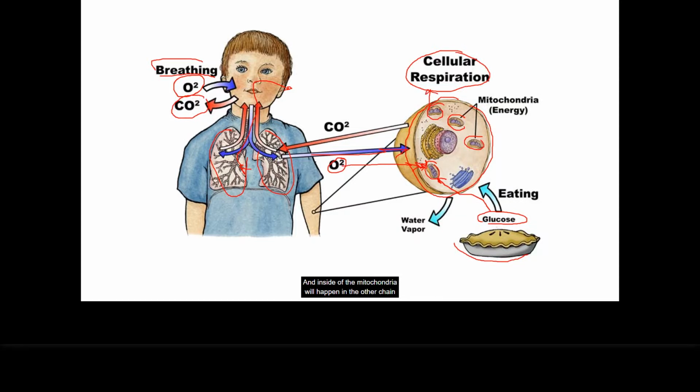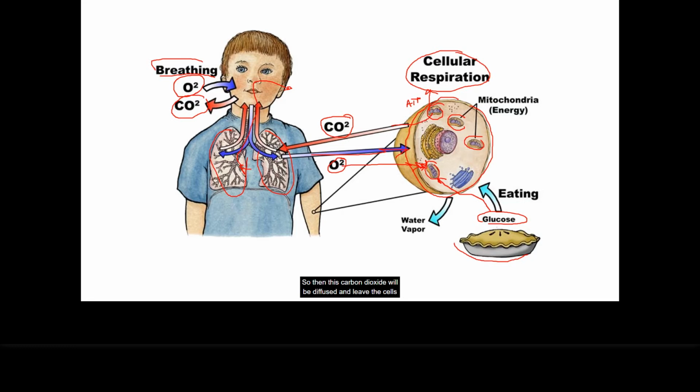Inside the mitochondria, the chain of chemical reactions called cellular respiration will happen. During this process, energy will be produced, ATP molecule energy, and a byproduct such as carbon dioxide will be produced. So mitochondria produce carbon dioxide during the chemical reaction called cellular respiration.